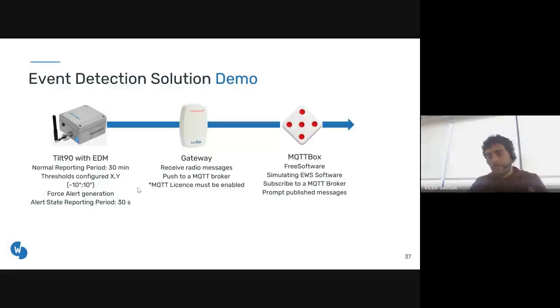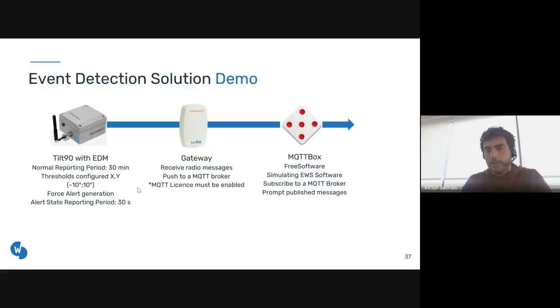Okay, these messages via radio are going to a gateway, which is deployed on the roof of the building where we are, and then we are pushing these messages through MQTT into an MQTT broker. These messages are gathered through the free software that we are using to simulate the consultant's early warning software, where alarms and other components of the early warning system could be. So we will subscribe to this MQTT broker and prompt the messages which are arriving.